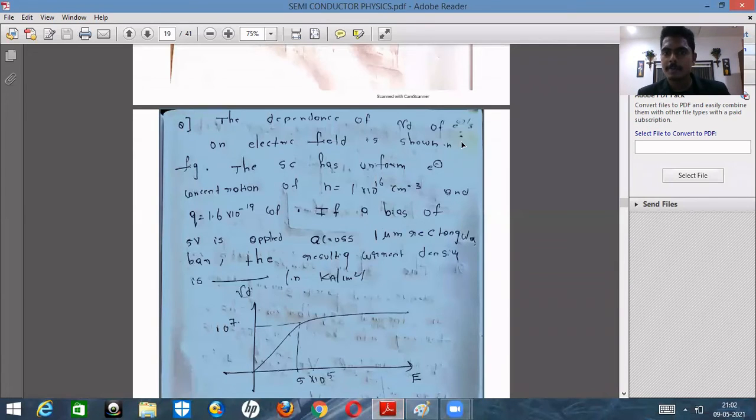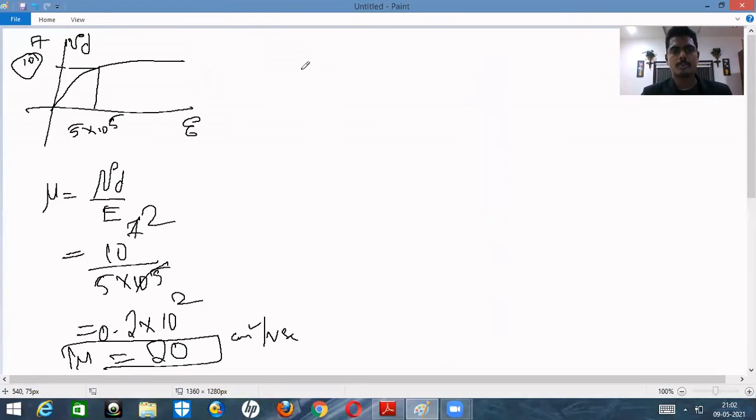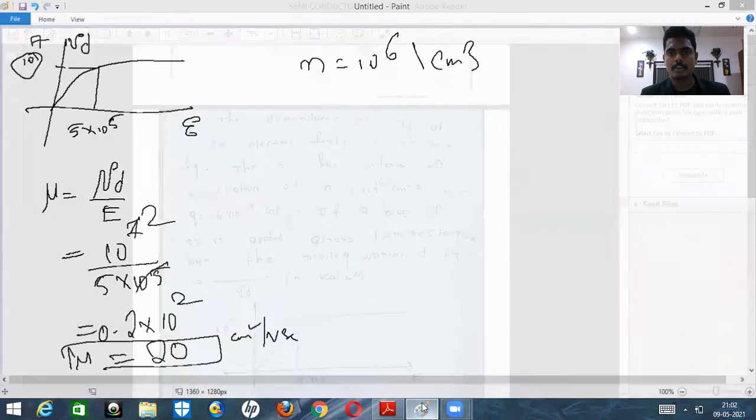Yeah, if you can see the dependence of this thing is given here, and from this we can easily find the mobility. So next, coming on to the next. The semiconductor has uniform electron concentration, with n equal to 10 power 16. The electron concentration has been given, right? So n is equal to 10 power 6 per centimeter cube. So we have the value of n.